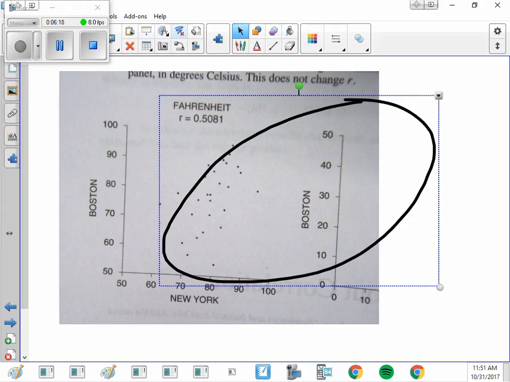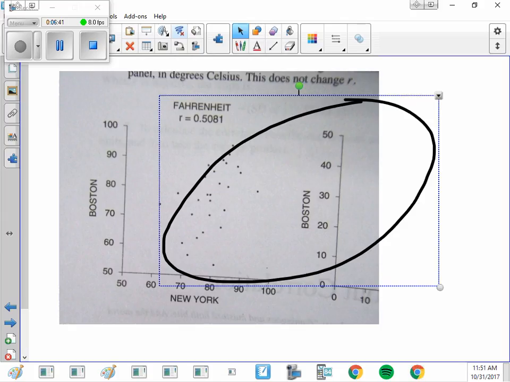Number 6, suppose the correlation between X and Y is 0.73. Does the scatter diagram slope up or down? Up. Is it a steep slope or a shallow slope? We don't know. R does not tell you how steep the slope is. It just tells you positive or negative and then how close the points are to the line.